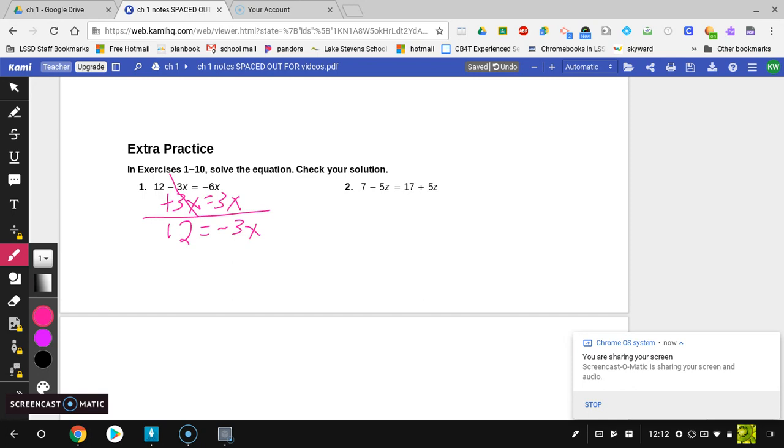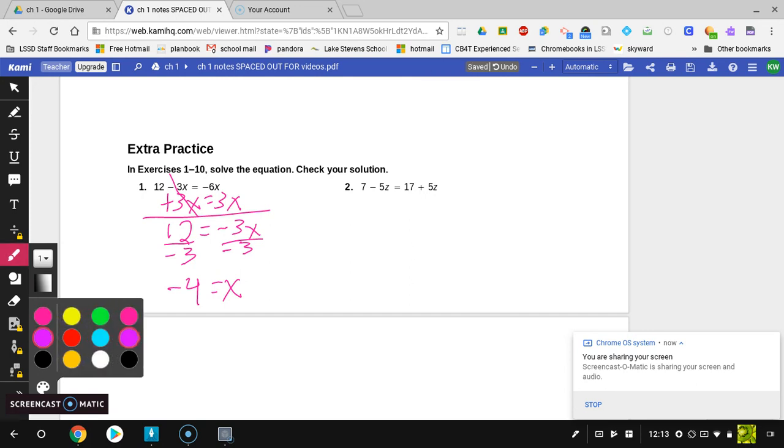-3 is attached to x by multiplication. So the way we get rid of multiplication is using division, using our inverse operation. So we're going to divide both sides by -3. And 12 divided by -3 gives us -4. Again, we can think about checking our answer. When we're checking our answer, this time we actually have to plug it in for all of our x's.